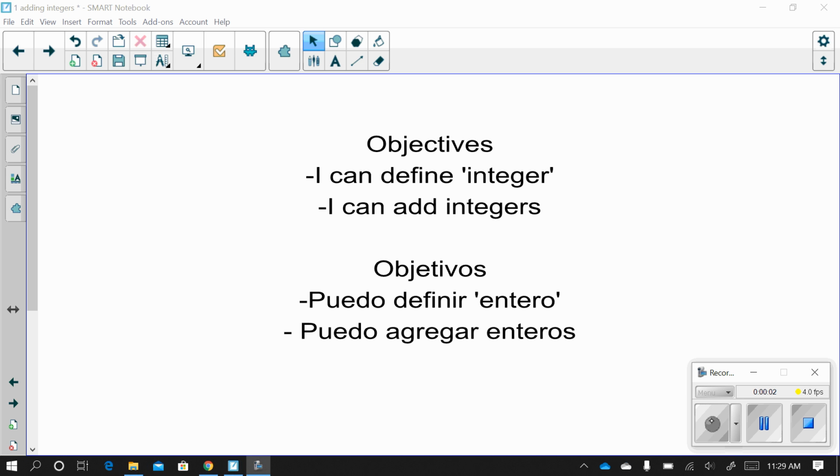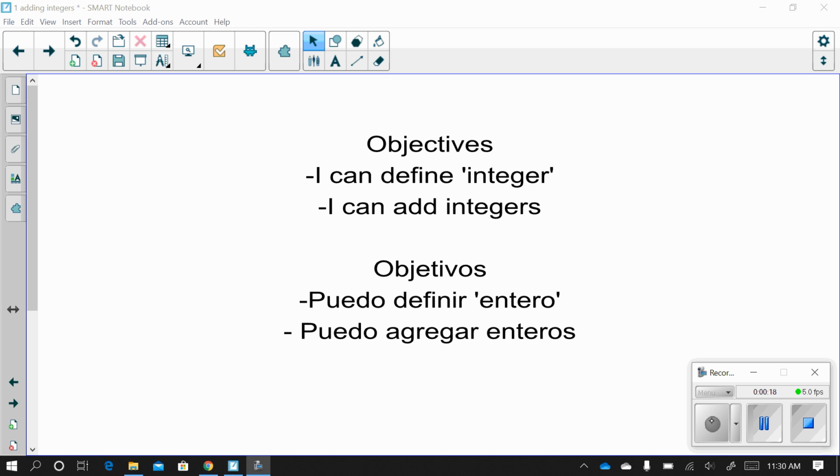Hey guys, so before we get really into our algebra stuff, I figure we need to do a little bit of review, especially since it's been a while since we've been in school. So I typically like to start with integer operations. So we're going to start with today's video on adding integers.